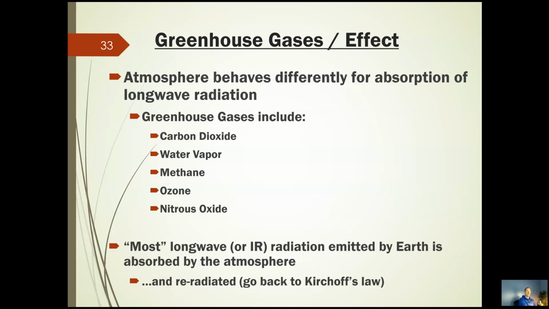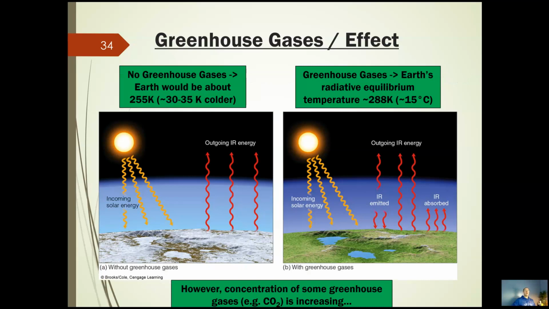And, well, we are still going to think of Kirchhoff's law. What is absorbed is being re-emitted or re-radiated. And so the thing is that not all of what is being absorbed by the atmosphere is being re-radiated down towards Earth. Some of it gets absorbed in the atmosphere and then just simply gets re-radiated the same direction it was trying to go in the first place, out towards outer space.